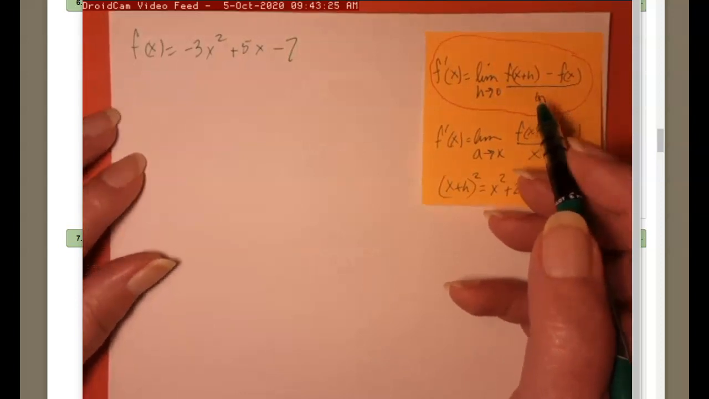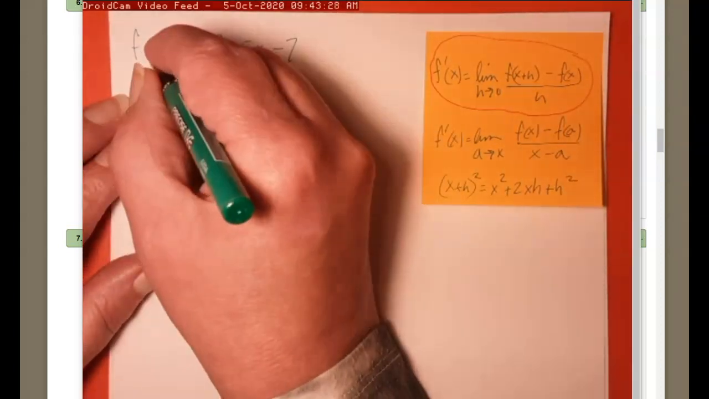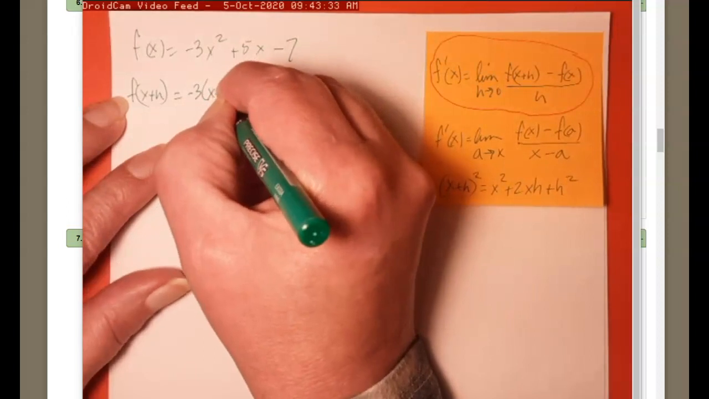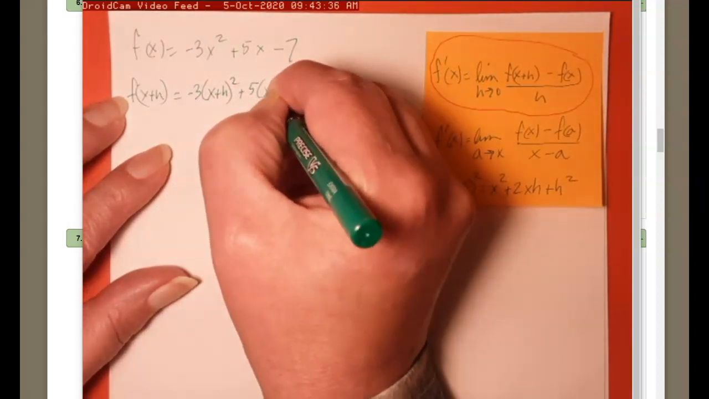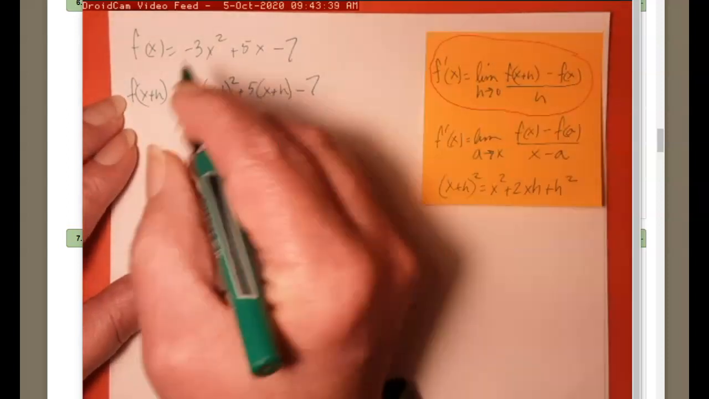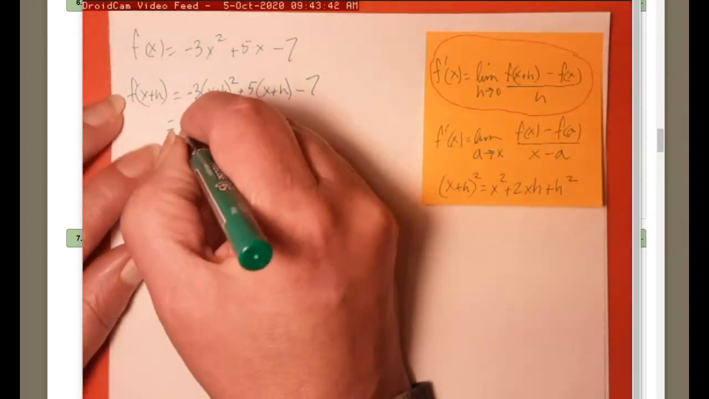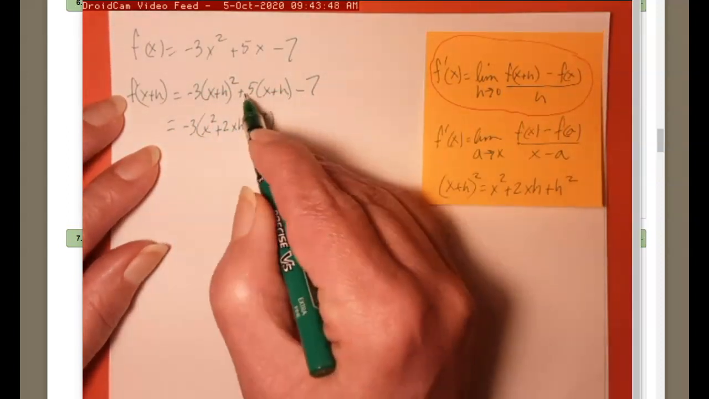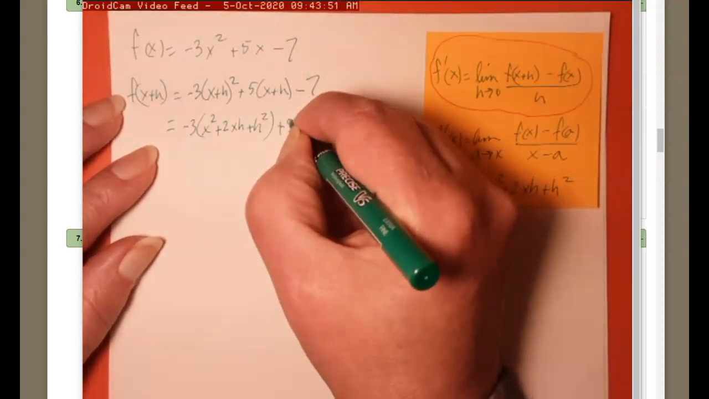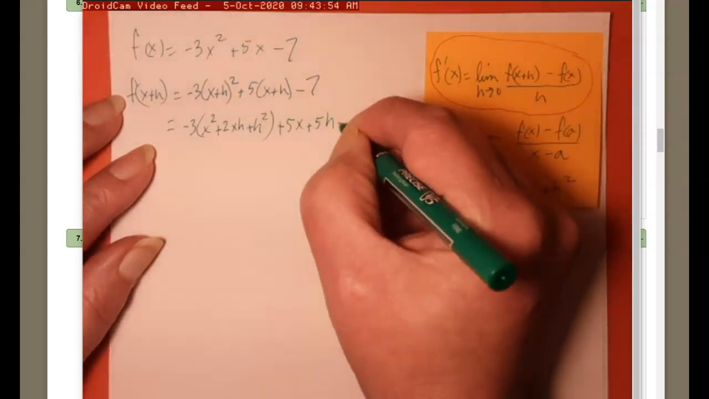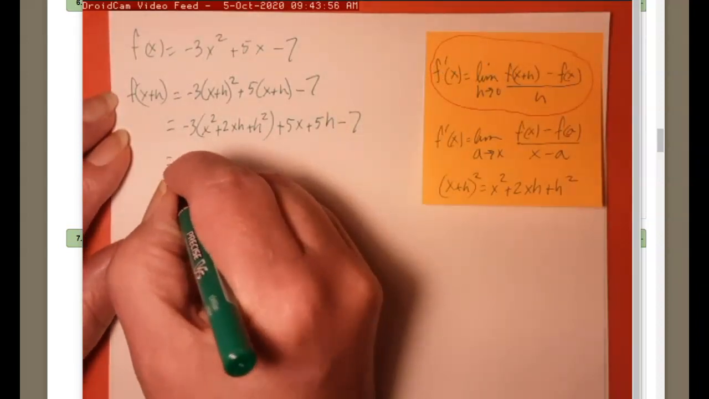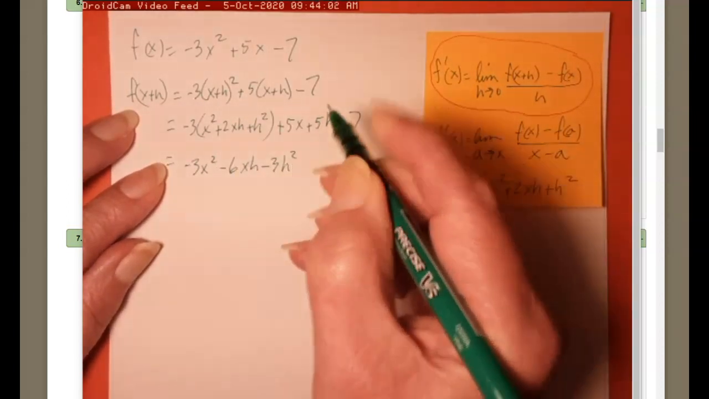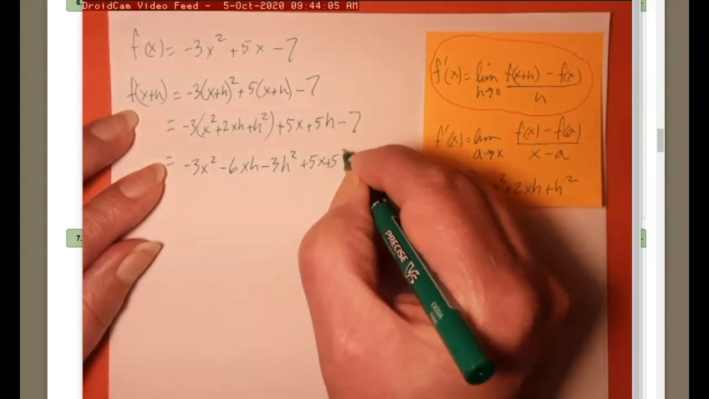So let's get started. This is what I want to know: I want to know the derivative. So I need f of x, there it is. I need f of x plus h. So it's going to give me negative 3 times (x plus h) squared plus 5 times (x plus h), so I'm just gathering my pieces, minus 7. And then I need to expand all of this. So negative 3 times (x squared plus 2xh plus h squared). I can go ahead and multiply this out. This is plus 5x plus 5h minus 7. So then we get negative 3x squared minus 6xh minus 3h squared plus 5x plus 5h minus 7.